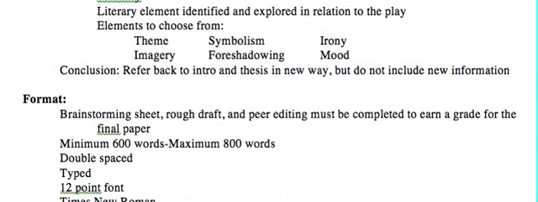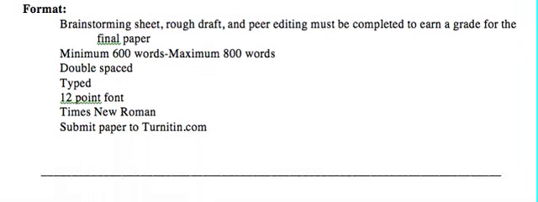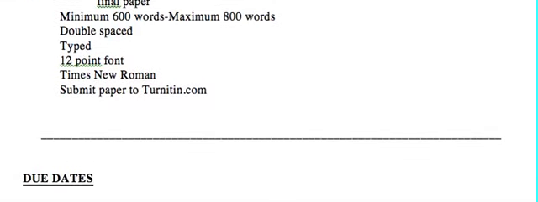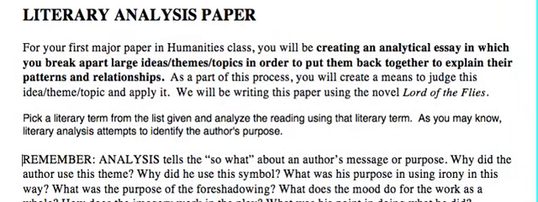Some format things that you will need to include: you need to have a brainstorming sheet, a rough draft, and you have to have a peer edit done of your rough draft in order to earn a grade for the final paper that you turned in. The final paper needs to be 600 to 800 words of analysis. It needs to be double-spaced, typed, 12-point font, Times New Roman font style, and you have to submit it to turnitin.com. The due dates for the paper are on the board in the classroom, or you can get them from a peer or from me at a later time. But this is a basic explanation of the analysis assignment, which is the first major paper for English 12.